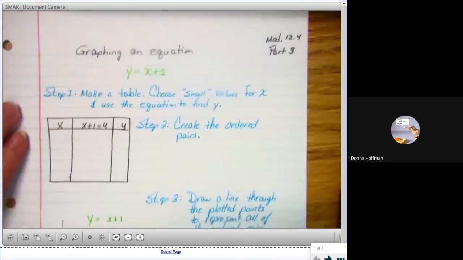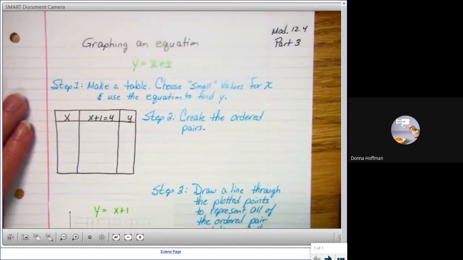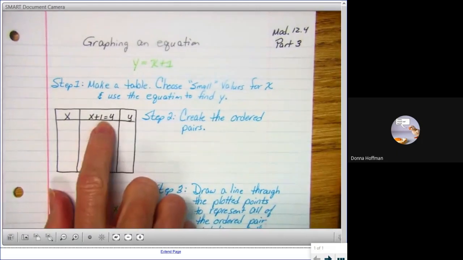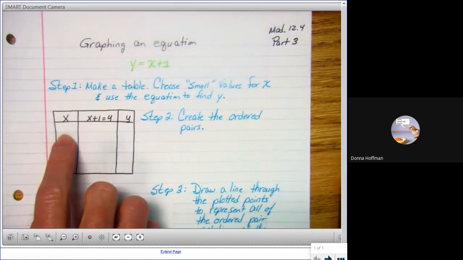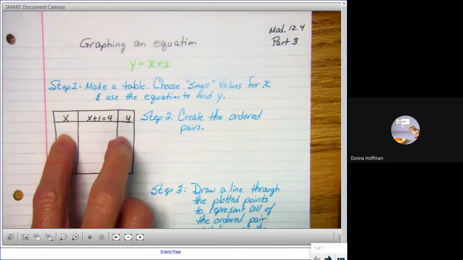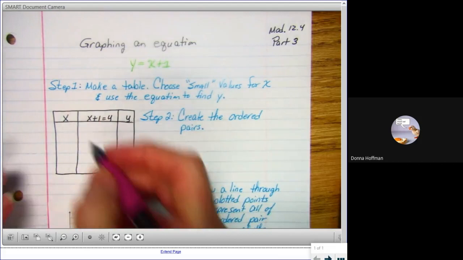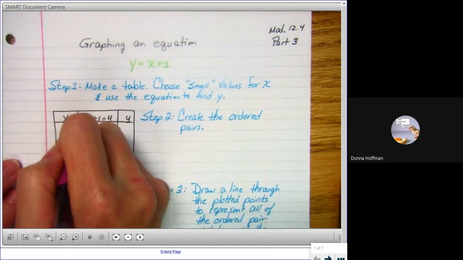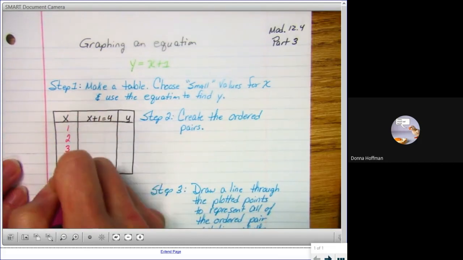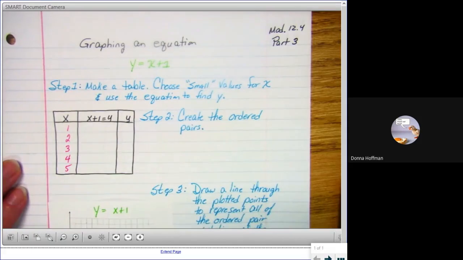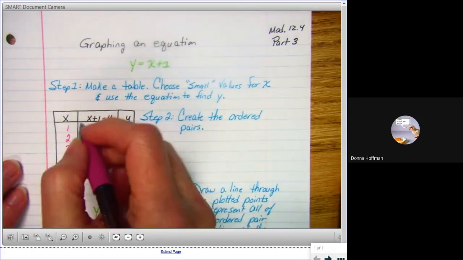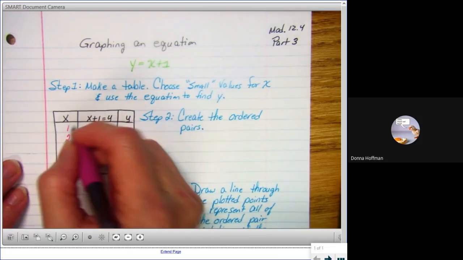So I'm going to take this equation, x plus 1, and I'm going to pop it into my table. Notice I have a column for my y's, and then I have a column for my x's. Okay. So I have both columns right there. And here's what this means. I'm just going to pick numbers from the top of my head, just random numbers. And I like to do small. 1, 2, 3, 4, 5. That stays as small as possible.